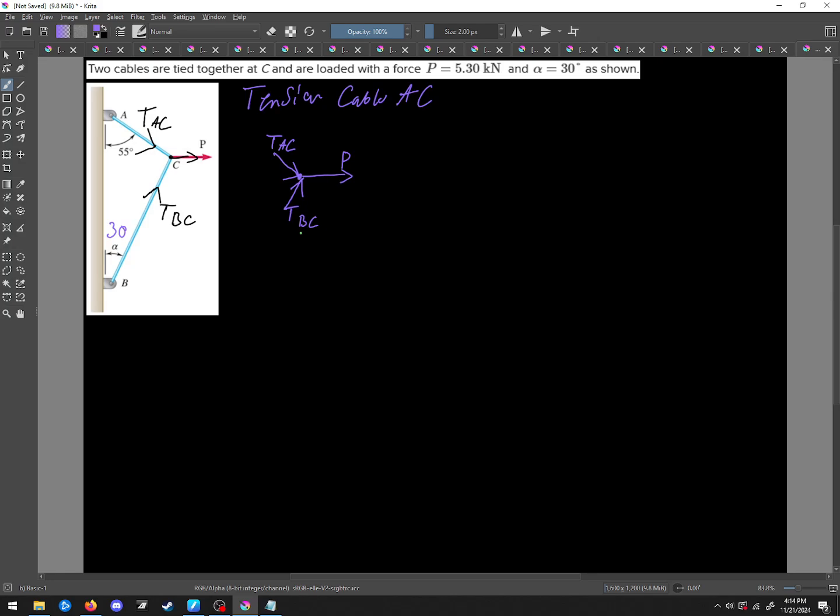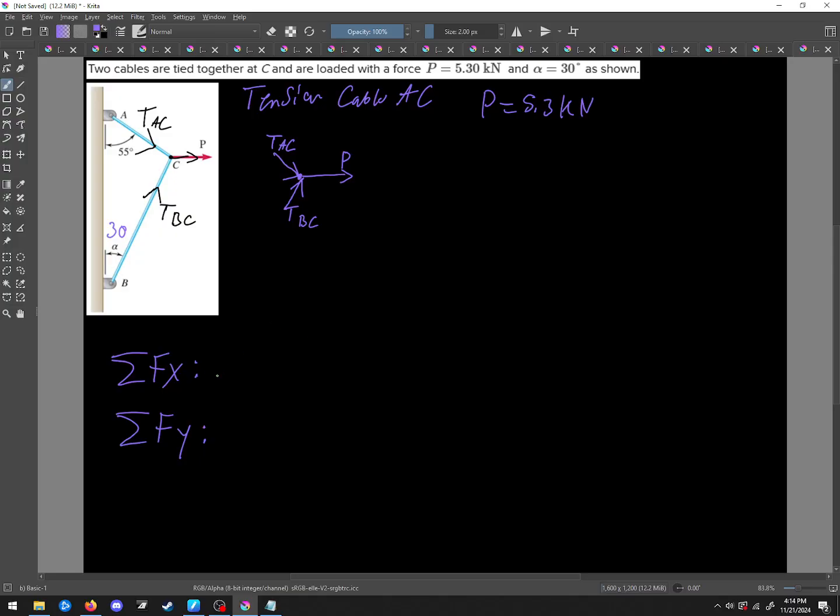And we know P. P is equal to 5.3 kilonewtons. And of course we know the angles. So if we do the sum of the forces in the x direction and the sum of the forces in the y, we know that these are going to be, well, let's see, this is taken from the y-axis. Both of these are taken from the y, so the sine and cosine are going to be flipped.